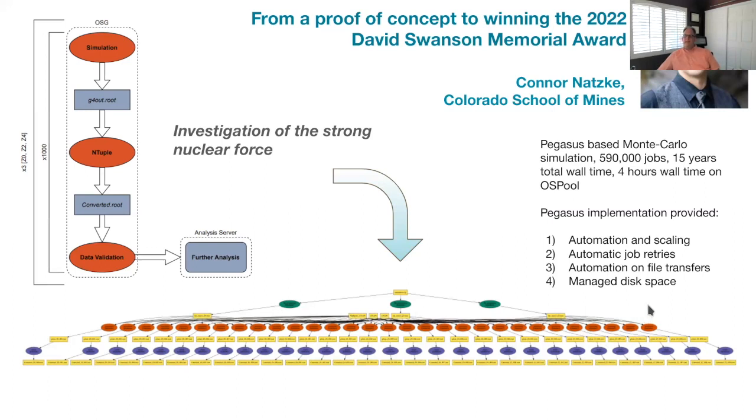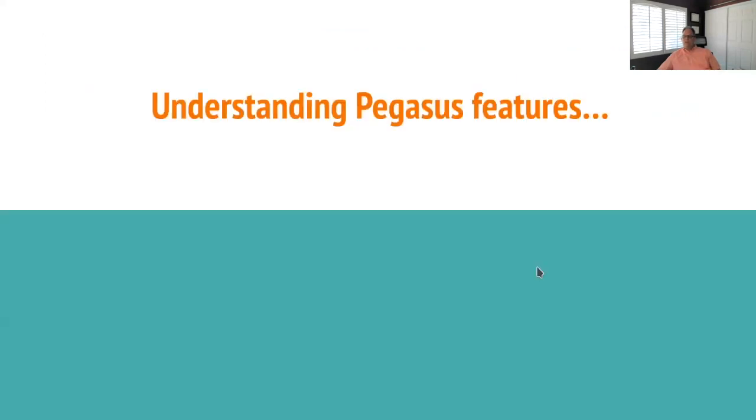The big win for Conan was really the retries and the file transfers. Like I said in this diagram before, moving to Pegasus let him hand off some of this boring stuff to the workflow system. So before I go on to talking about more features, are there any questions? Okay, we'll just keep going.